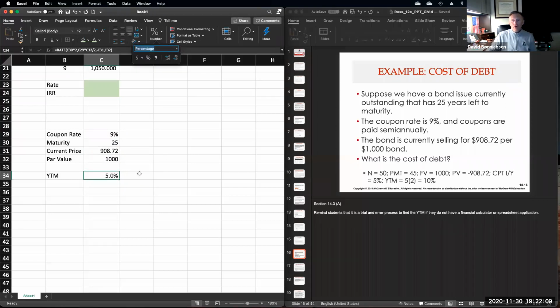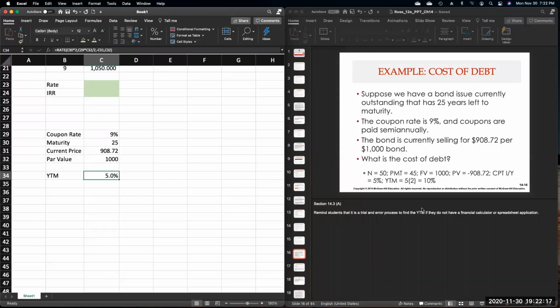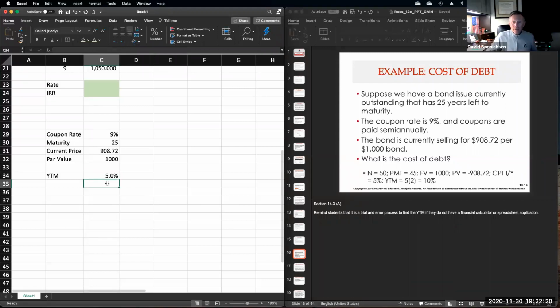Anybody want to tell me why we got 5%, but the slide says 10? It's the semi-annual percentage. Yeah, thanks, Jared. Right on. So because the yield to maturity is based upon semi-annual compounding, we have to multiply that times 2 for annual. Okay, so don't forget your compounding.